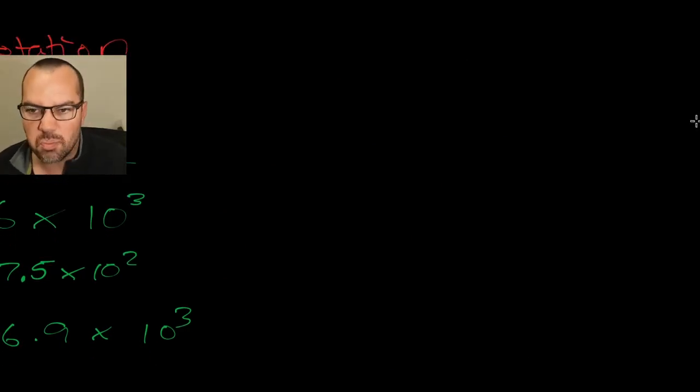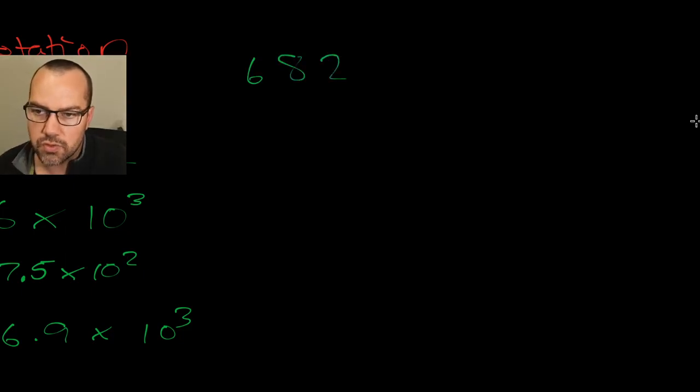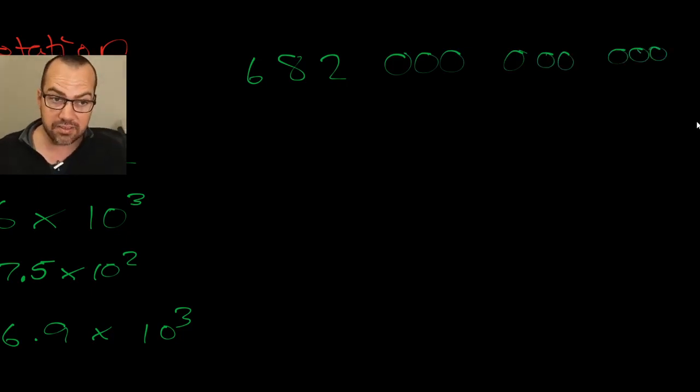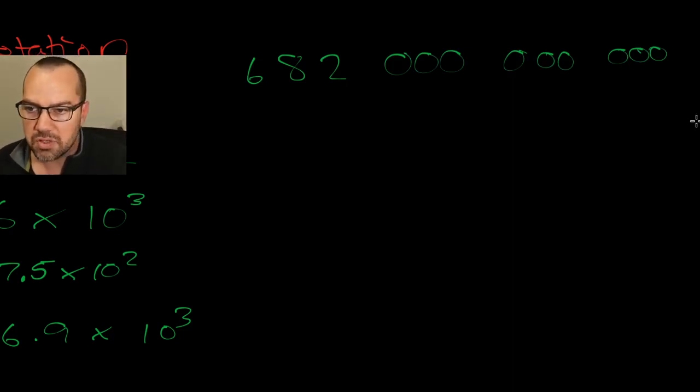Let's do another one. Let's do a big one. Let's say 682, and let's do 9 zeros. 1, 2, 3, 4, 5, 6, 7, 8, 9. This is starting to get into the realm of the size of numbers where scientific notation is useful. Remember, when we do scientific notation, I start with one digit, which is 6. The rest comes after a decimal place, 0.82.